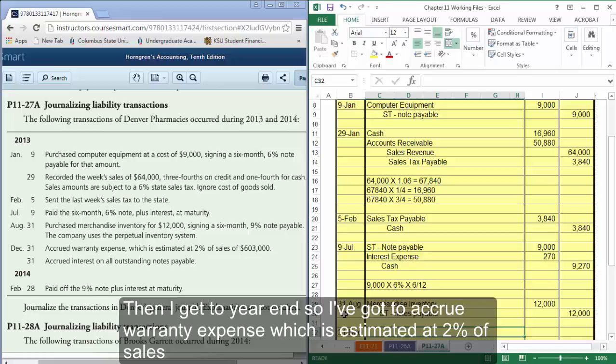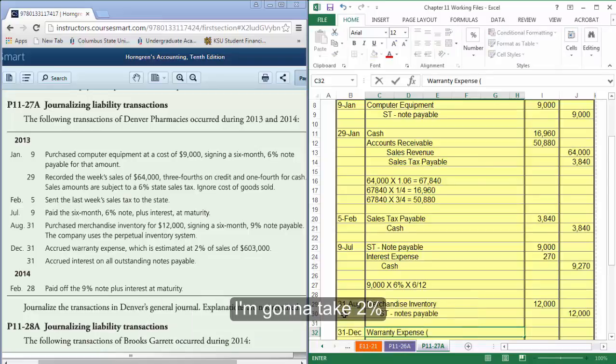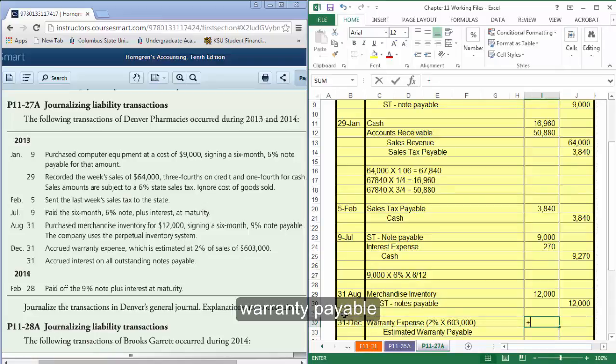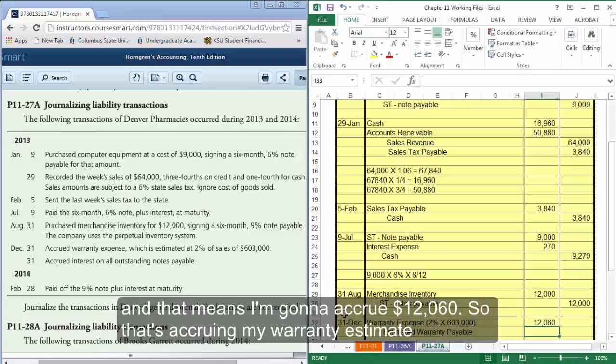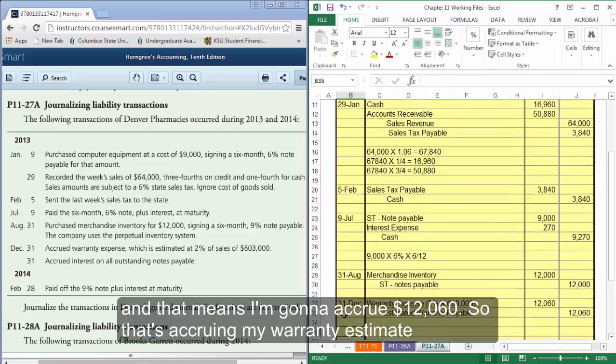Then I get to year end, so I've got to accrue warranty expense. It says, which is estimated at 2% of sales of $603,000. So remember, I'm going to debit warranty expense. I'm going to take 2% times my sales of $603,000, and I'm going to credit my estimated warranty payable. So I'm going to take 2% times the 603, and that means I'm going to accrue $12,060. All right, so that's accruing my warranty estimate.